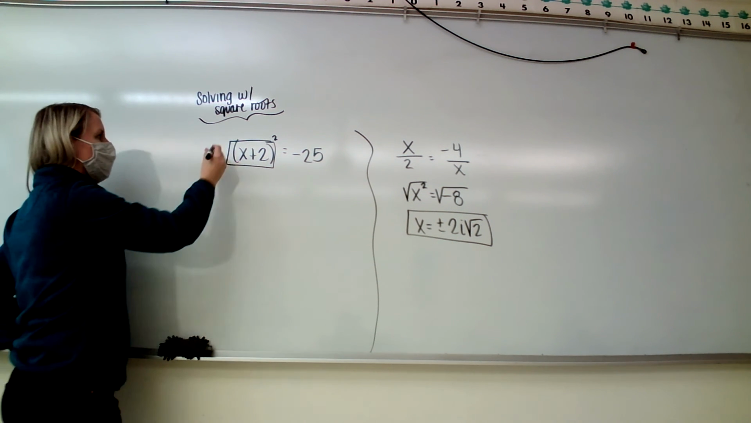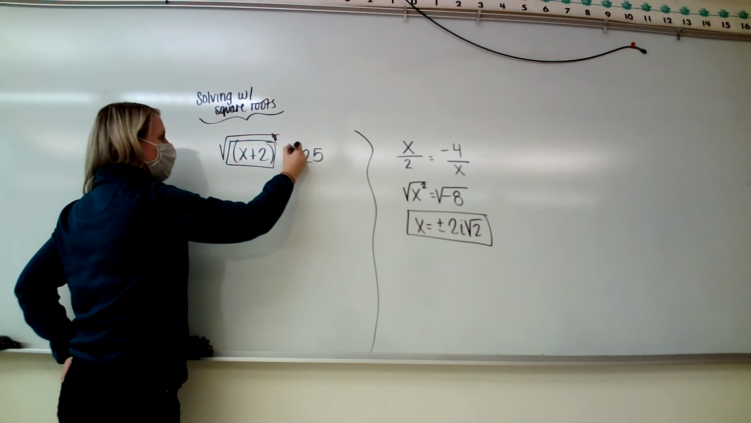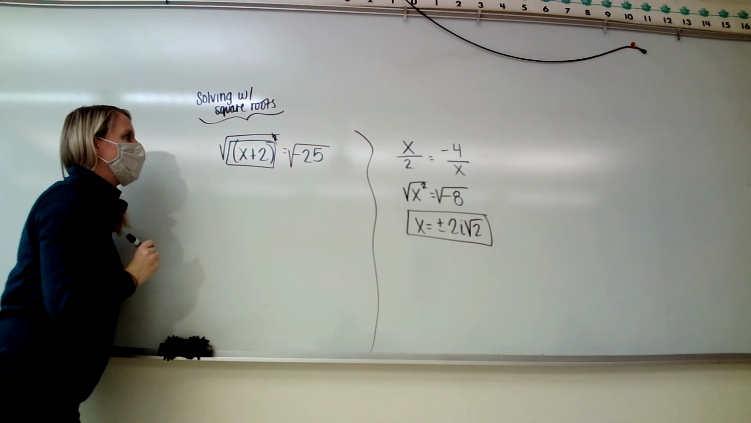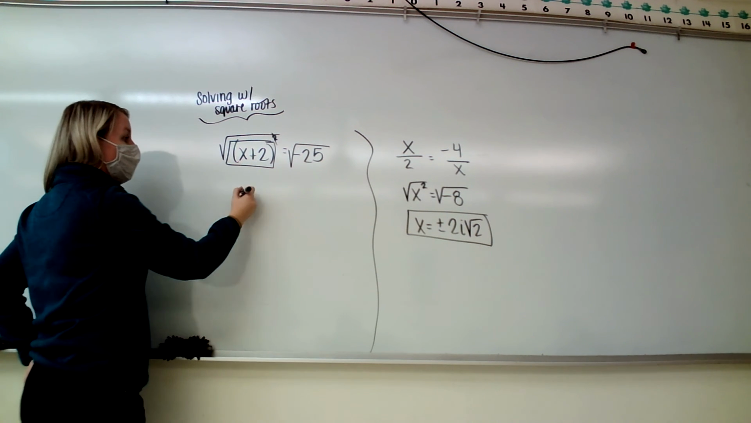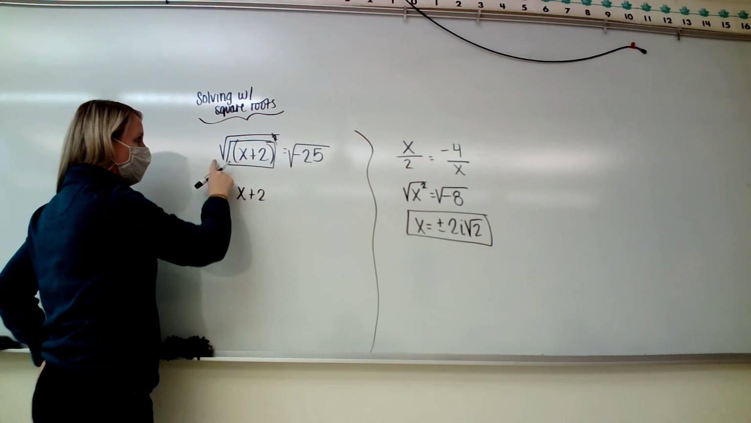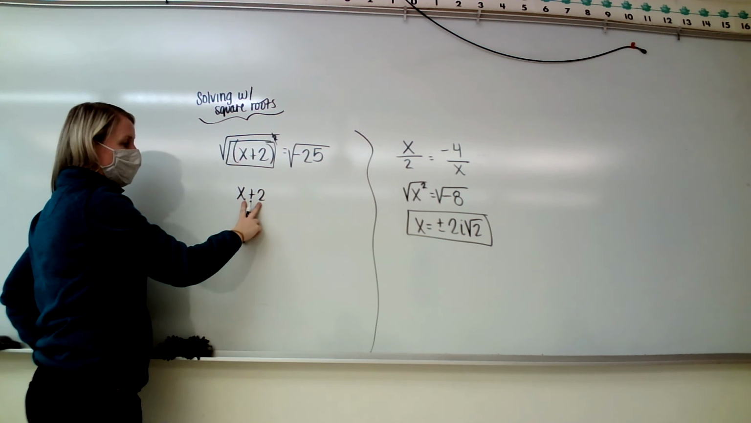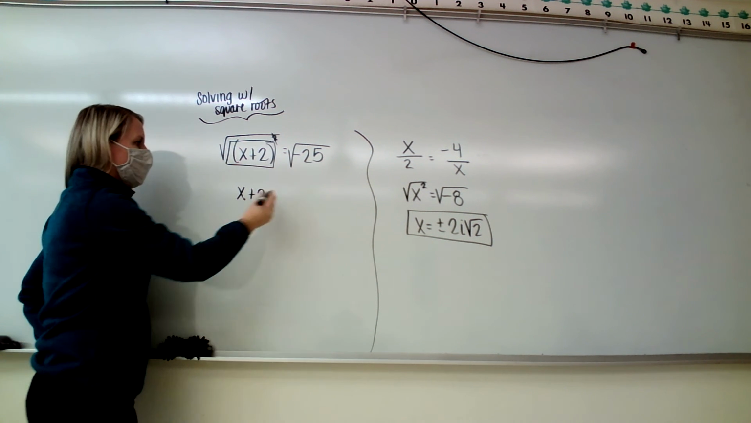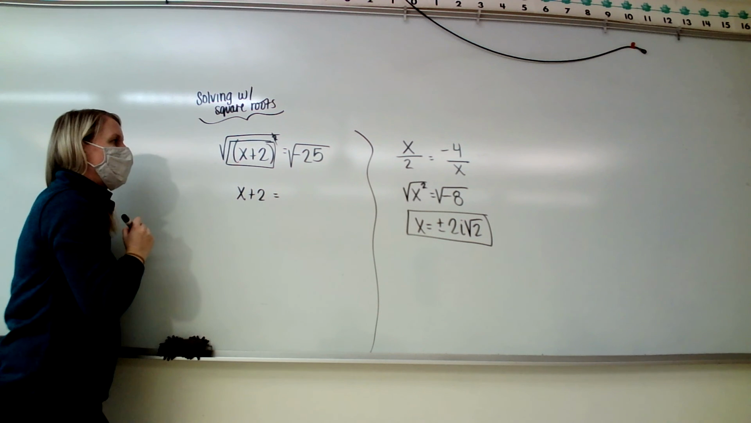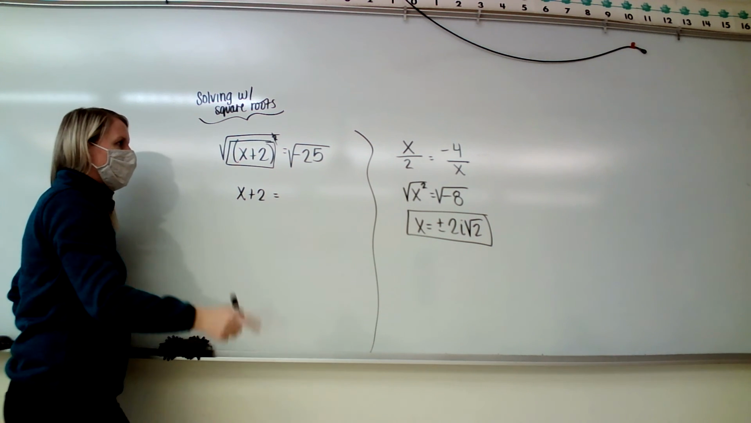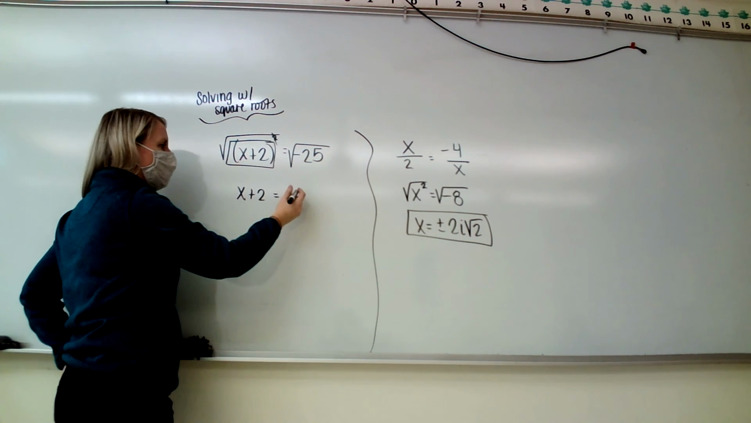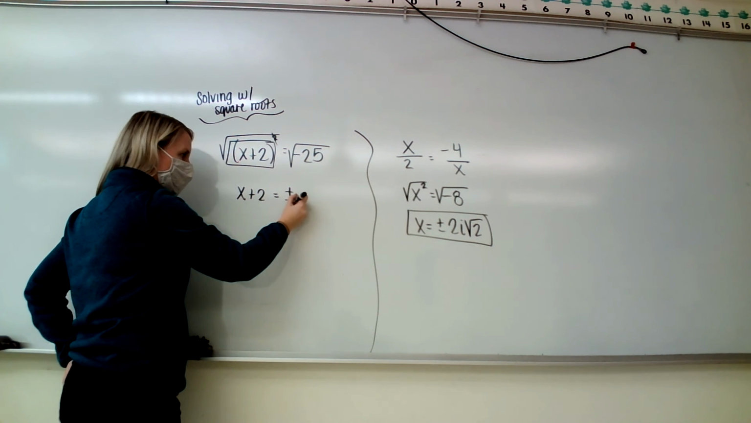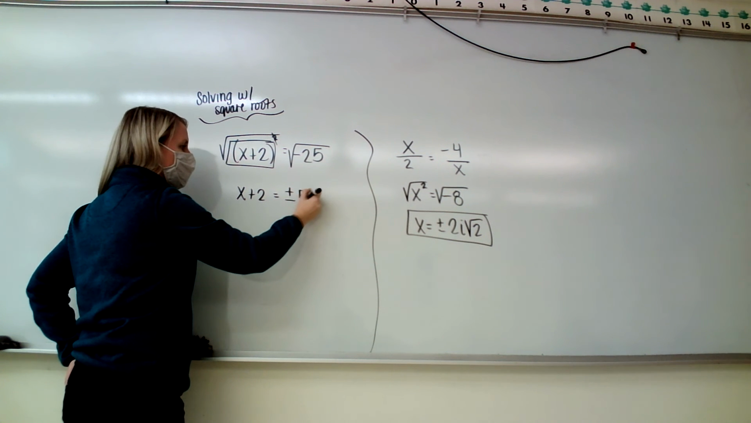So I'm going to take the square root on both sides. I end up with x plus 2, because the square root and the square cancel each other, and I'm left with what's in the parentheses. I simplify my right side. Please do not forget, when I'm taking the square root, it's plus or minus, and then that would simplify to 5i.